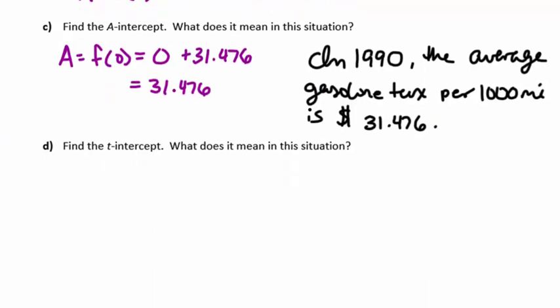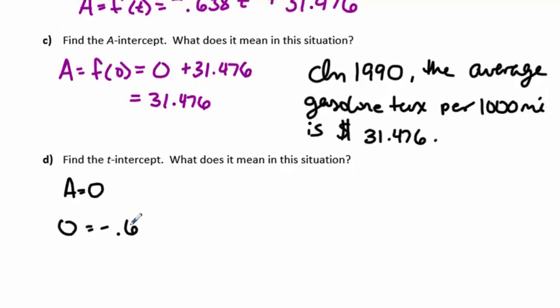Okay, part D. Find the t-intercept. So the t-intercept is going to have A equals 0. And so we're going to set our equation equal to 0. So 0 equals negative 0.638 t plus 31.476. Now we need to solve for t.